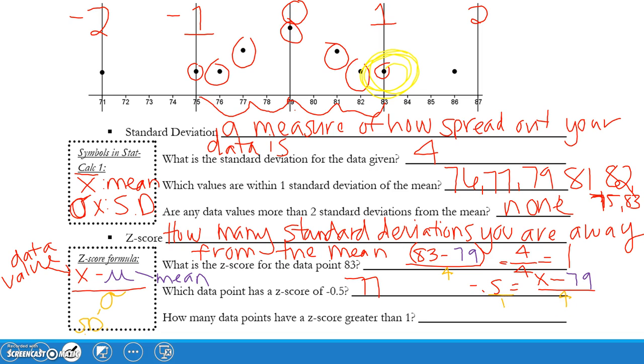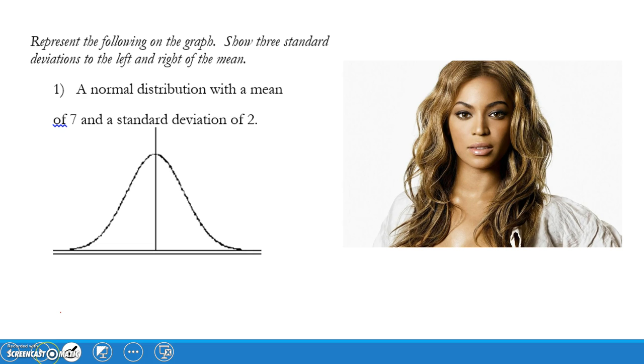That says how many data points have a z-score greater than 1. And so you look at how many dots are greater than 1, and there's only one right there, 86, so only one of them. All right, represent the following on a graph. Show 3 standard deviations to the left and to the right. And so normal distribution with a mean of 7 and a standard deviation of 2. So the mean is always in the middle. And all these bell curves, our mean goes in the middle.